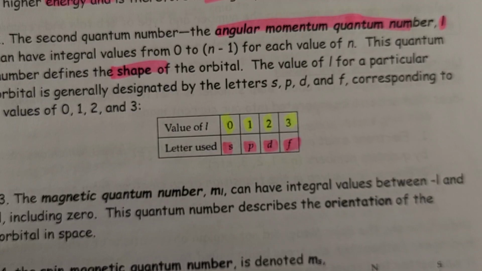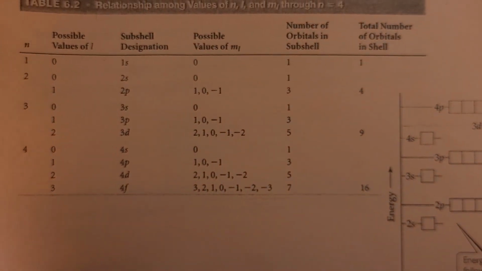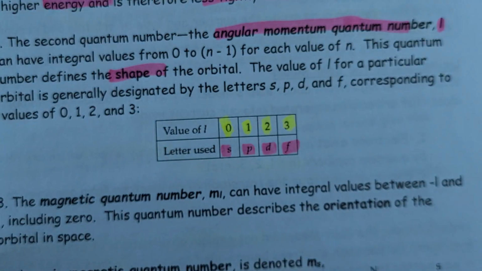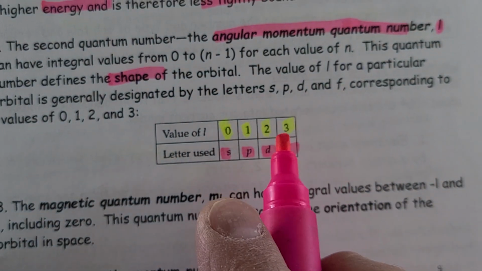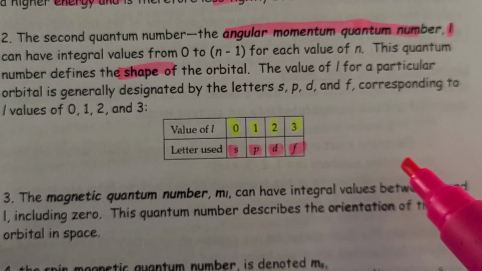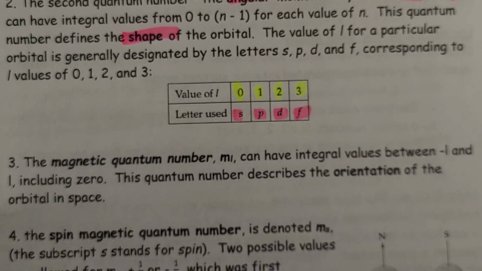Okay, and in a bit you will have received a sheet that looks like this. I'm not sure if it's the exact same color, but we'll have a summary of all of this on there. So the value of l for a particular orbital is generally designated by the letters s, p, d, f, which correspond to 0, 1, 2, 3. All right, so that's the shape.